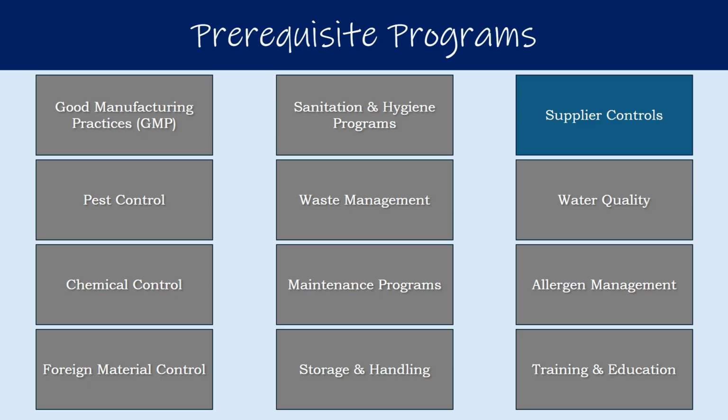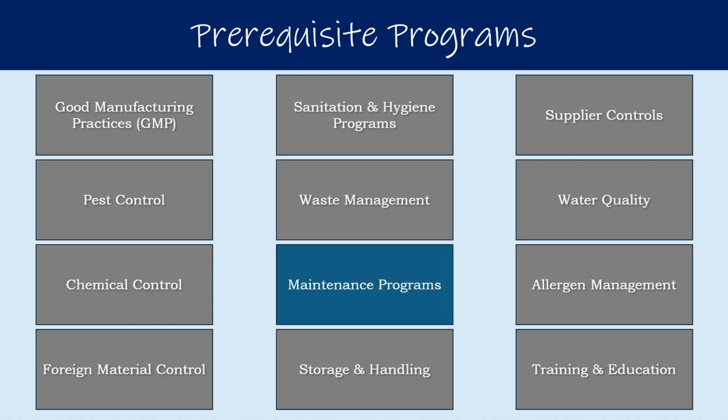Supplier controls are established procedures for selecting and managing suppliers to ensure the quality and safety of raw materials. Pest control programs are implemented measures to prevent and eliminate the presence of pests like rodents, birds, and insects from entering the facility. Waste management ensures the proper storage and disposal of food waste and other trash to prevent product contamination. Water quality is used to maintain the quality of water used in food production, whether for cleaning or as an ingredient.